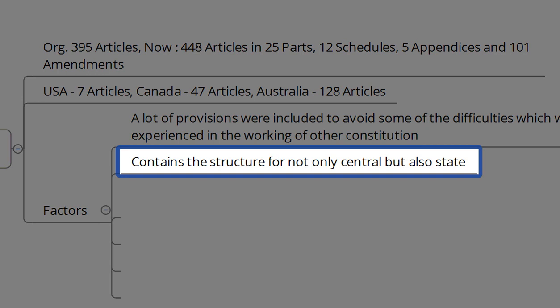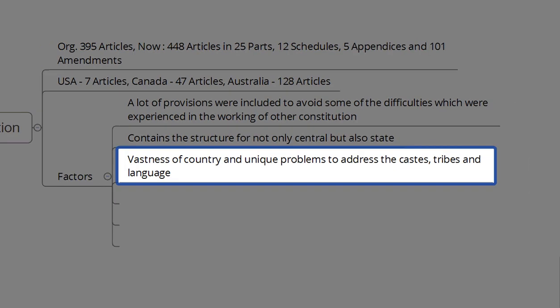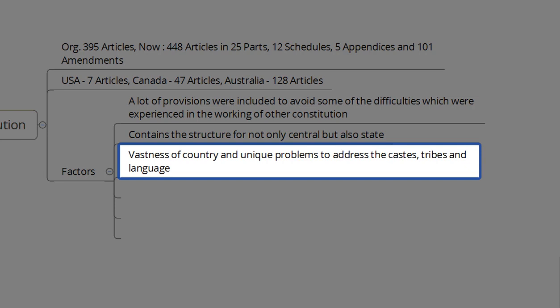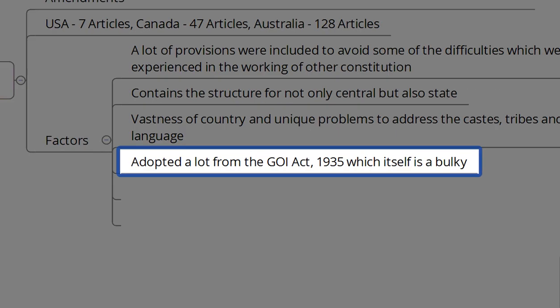Another factor is that it contains a structure not only for the central provisions but also for the states. So the attachment of the state provisions has made our constitution further lengthier. Another factor is the vastness of our country and the presence of various castes, religions, and languages, and to address the problems related to these divisions, some provisions were inserted which made our constitution voluminous. Also, our constitution has adopted a lot from the Government of India Act 1935, which was introduced during the British Raj, and which itself was a very bulky document, thereby making our constitution further lengthy.